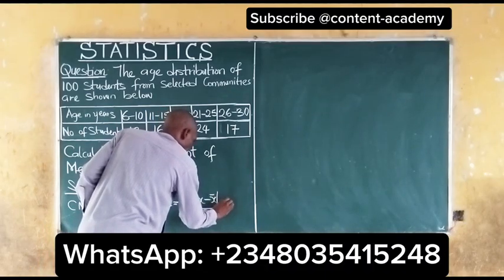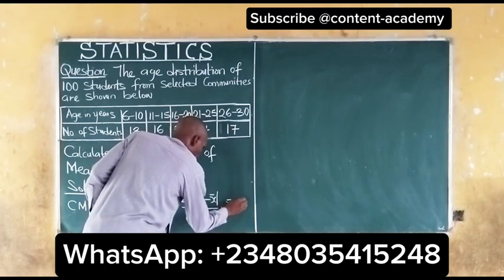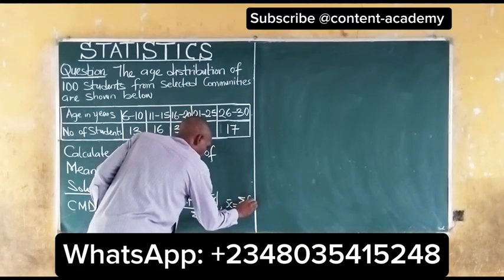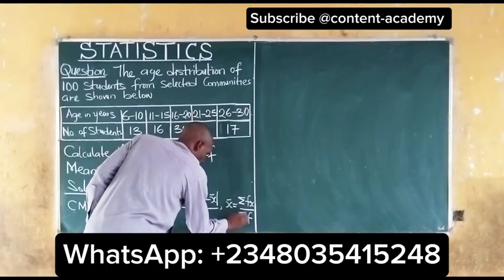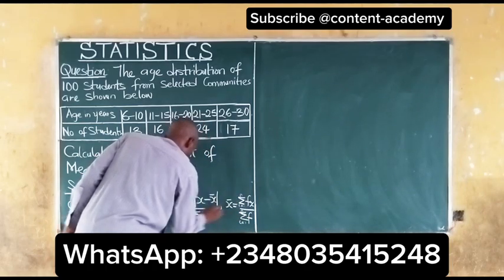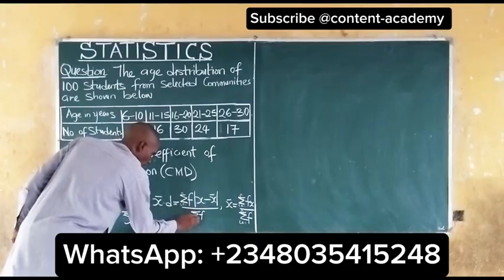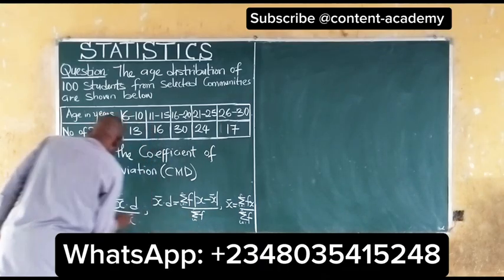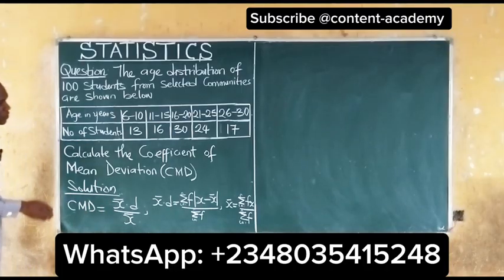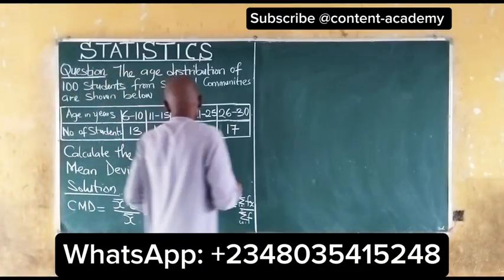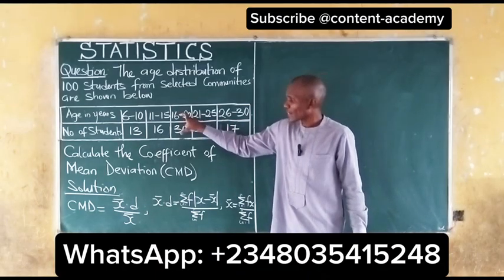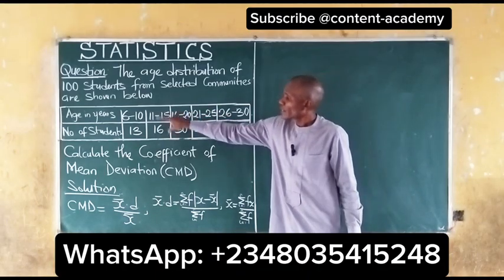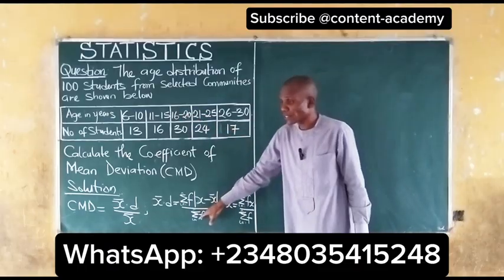And we also know that our mean is equal to summation of f x all over summation of f, as i runs from 1 to n. The same thing is applicable here. So this is what we have to compute. Now, we are given the group data here. How do we now form a table that will enable us to calculate this?